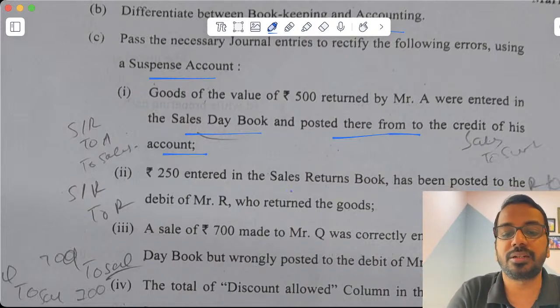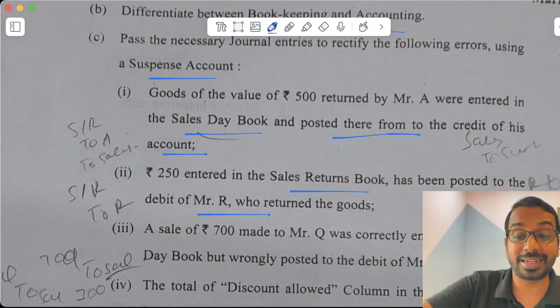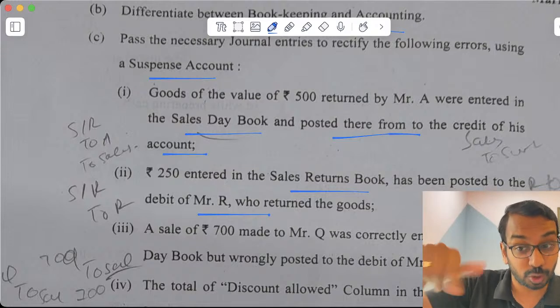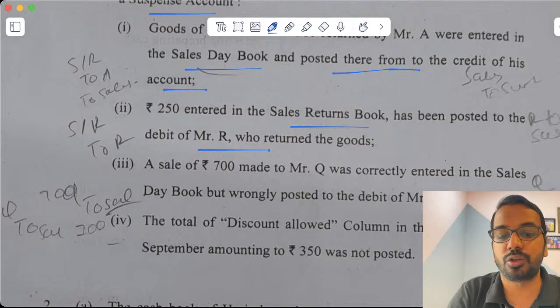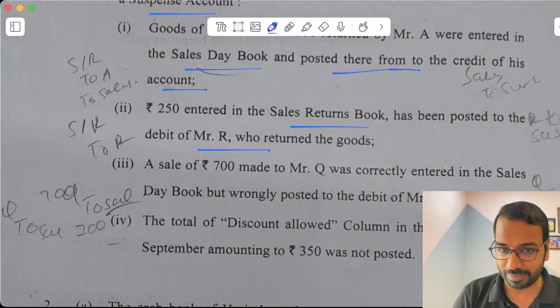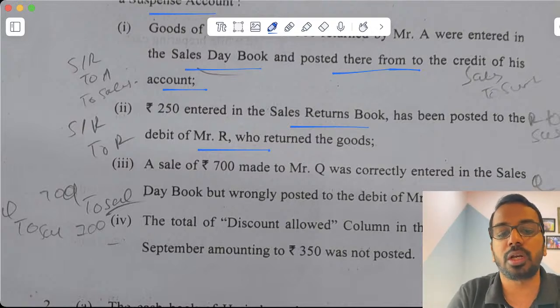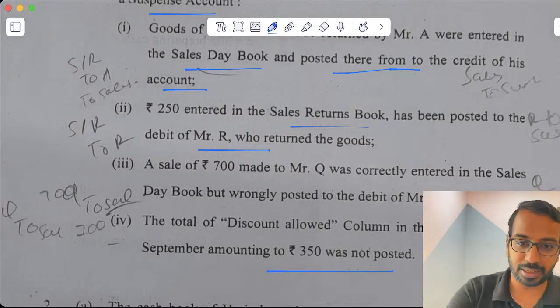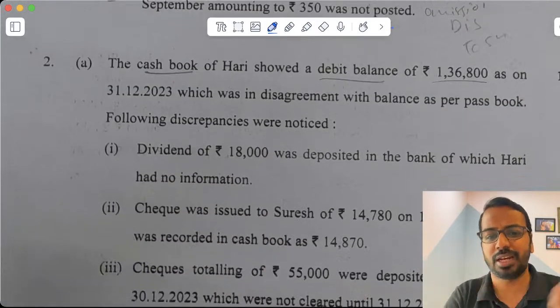250 return in the sales return book has been posted to the debit of Mr. R. We should have credited Mr. R. Now by what impact? Two times you have to do the impact. Sale of 700 to Mr. Q was correctly entered in the sales day book but wrongly posted to the debit of S as rupees 70. So from S we will remove 70 and to Q we will add 700. Again a straight one. The total of discount allowed column of the cash book for September was not posted. We will just post that entry and we are done. Again a straightforward rectification, no challenge at all.